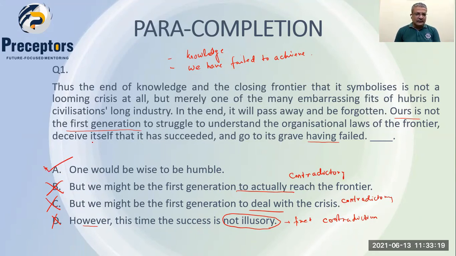Why? Because we have not been able to decode the knowledge, right? We have failed in it. Now, if you have tried and failed, it's good that you tried, but at the same time you failed, right? So it makes sense to be humble, isn't it? You need to be humble because you have not succeeded. You need to be humble and probably try the next time round, but that is not given. So we can stick to one would be wise to be humble. I hope you understood this. So your correct answer would be A.